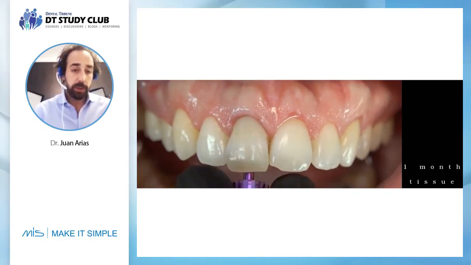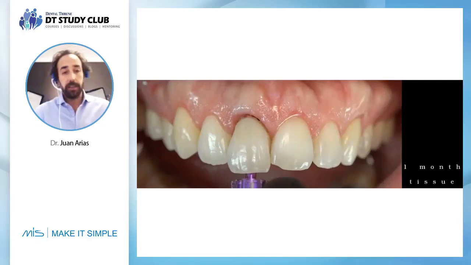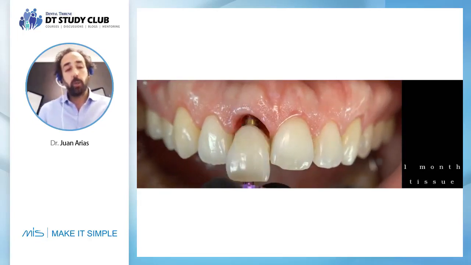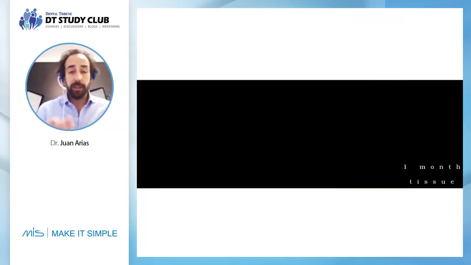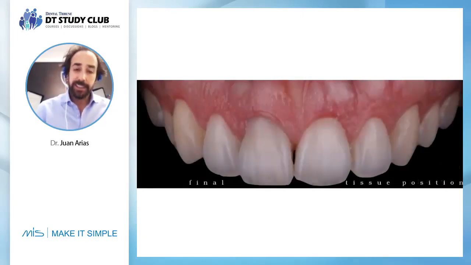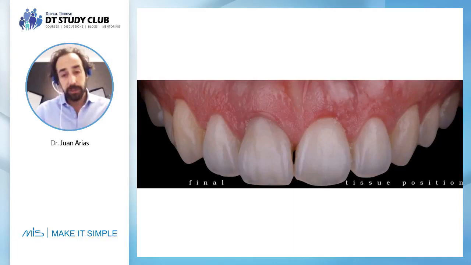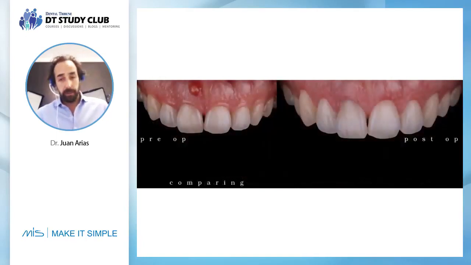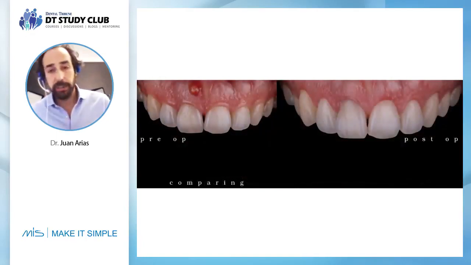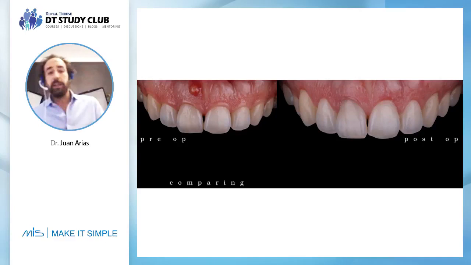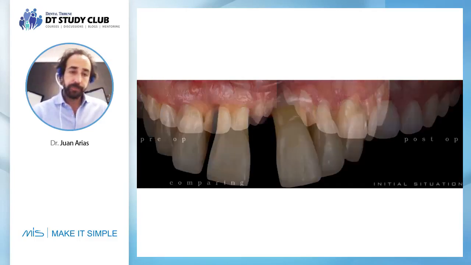So it's important to understand, you can see it there, that once we place the final crown it must have just the same shape and emergence profile that we've got on the provisional. So the provisionals are everything. With the provisionals, we can change the emergence profiles. And once we have it, it's important that we just have to copy it, okay?